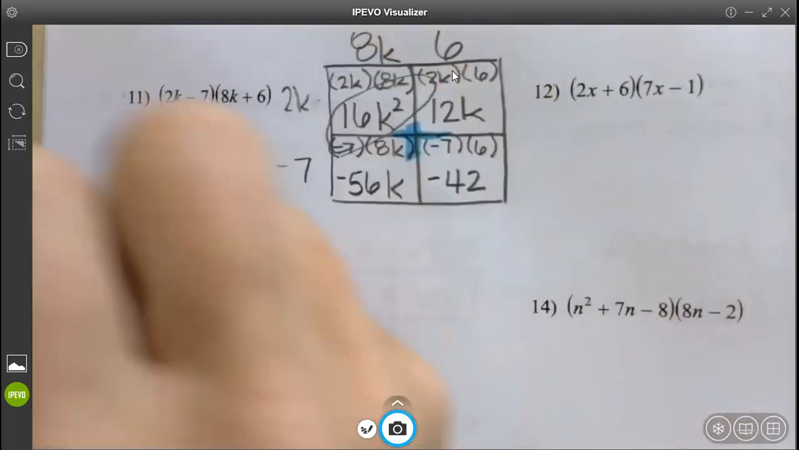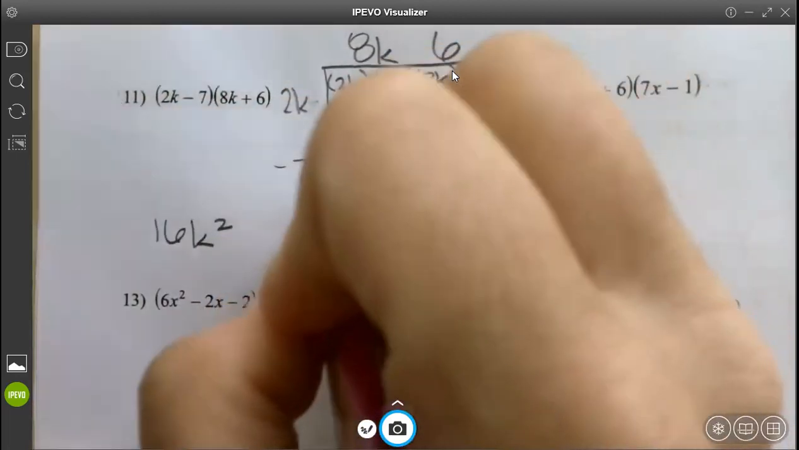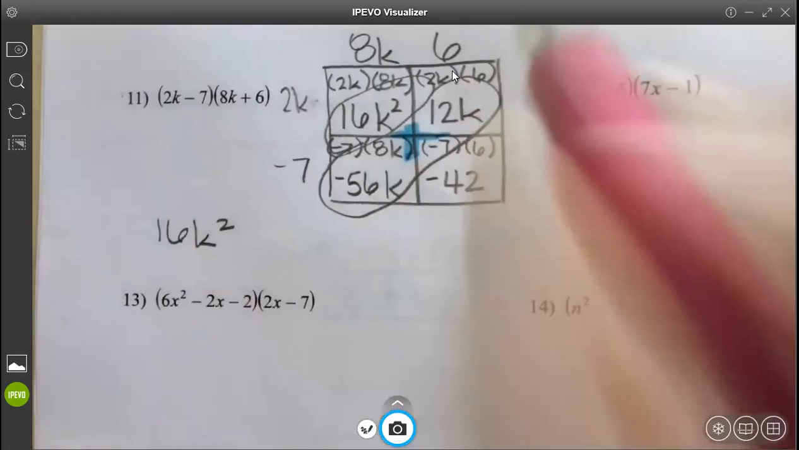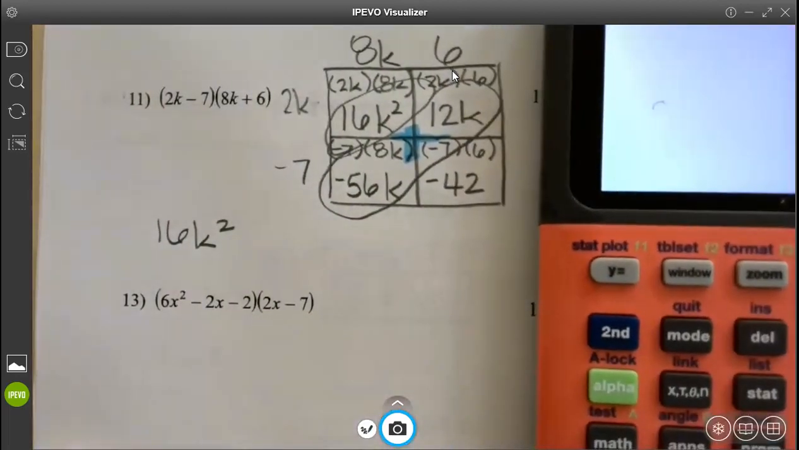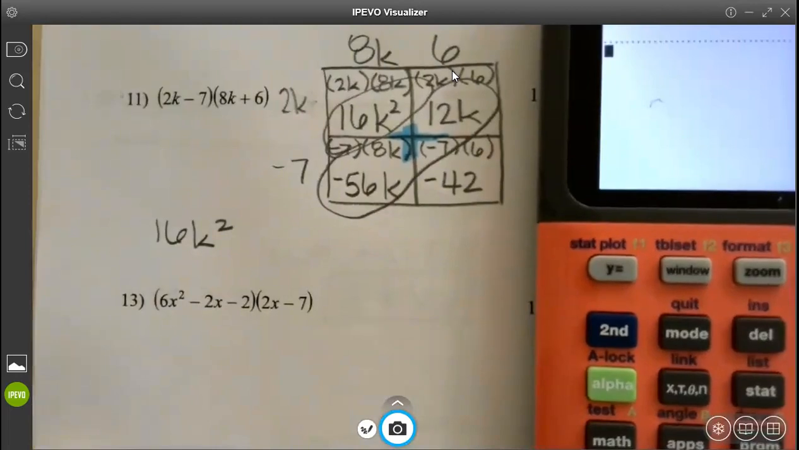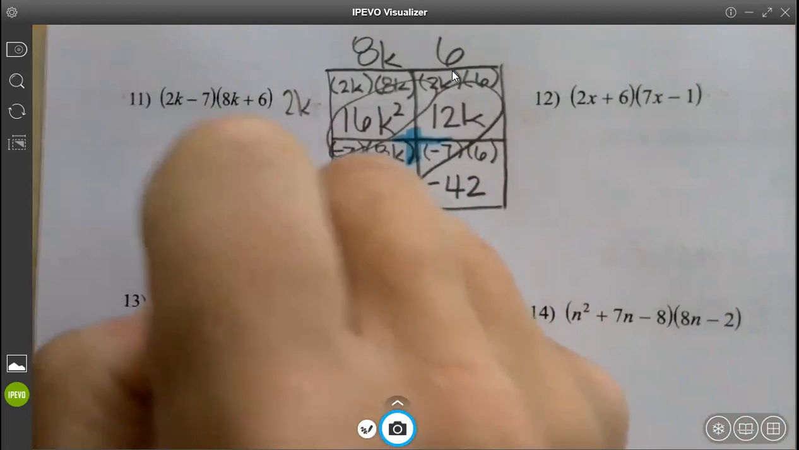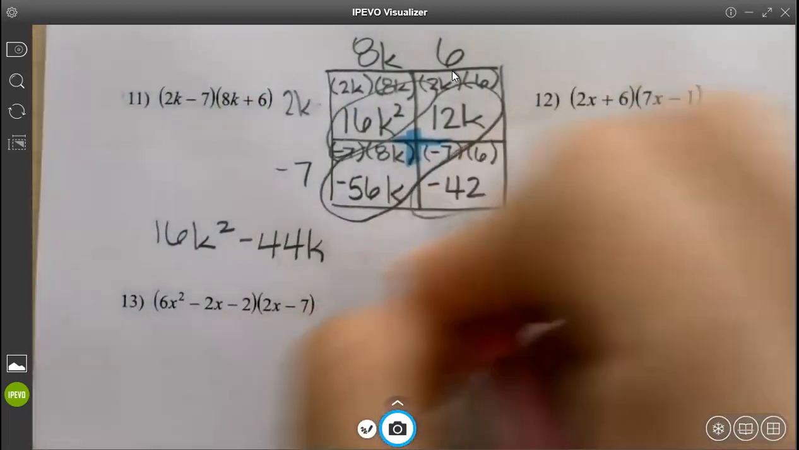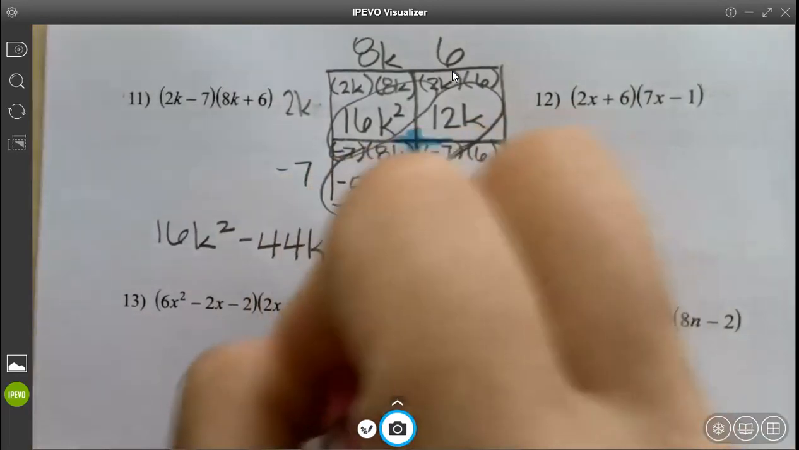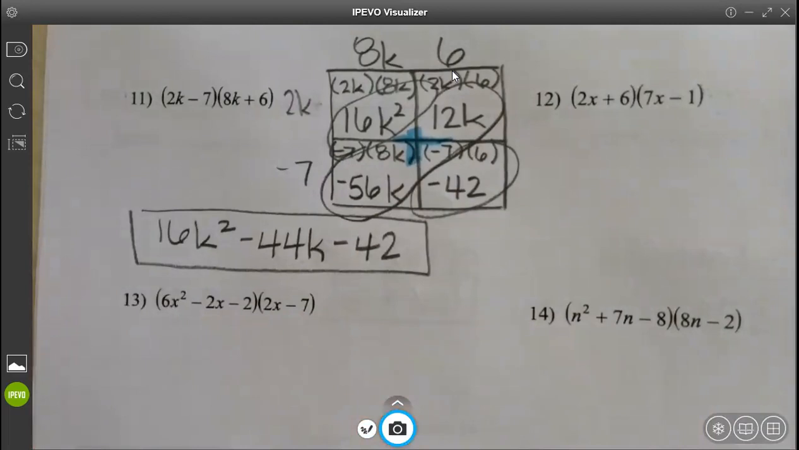So our first diagonal is 16k squared. Our next diagonal, if you can't do it in your head, that's fine. You can do it on your calculator. Negative 56 plus 12 is negative 44. So minus 44, and they only had 1k. And then the last box is a negative 42. And that is it.